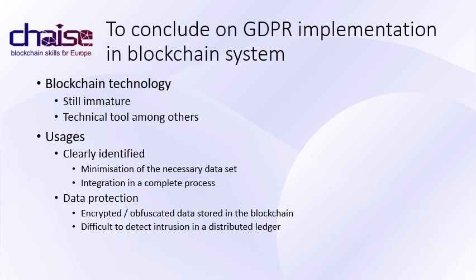Nevertheless, blockchain is still an immature technology with potentially new usages. This means that key questions are still under debate and that blockchain must be considered as a technical tool, among others. Implementing GDPR-compliant blockchain systems requires integrating the blockchain in the complete data processing architecture, defining clearly and precisely blockchain usage purposes. Similar to other components of an information system, personal data involved in a blockchain must be minimized and particular attention must be paid to data pre-protection.